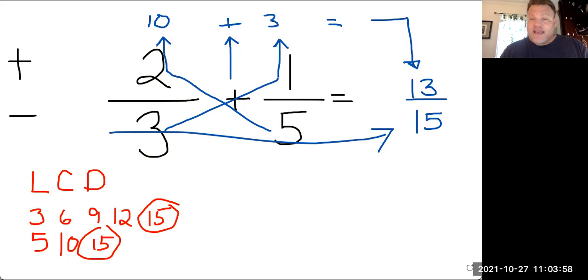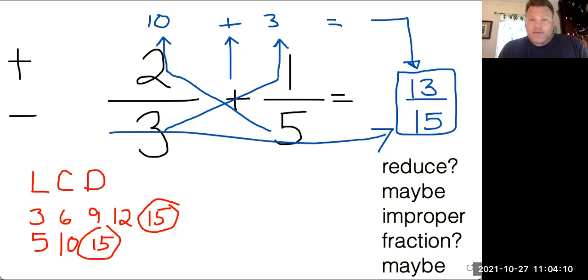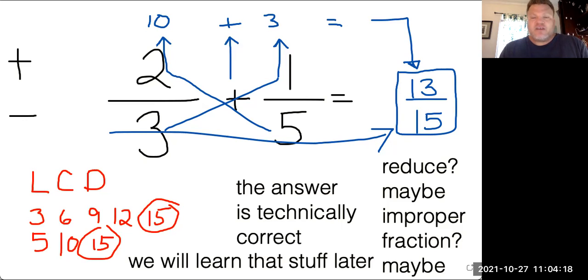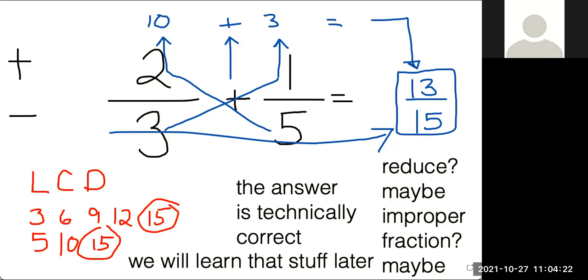Now, the answer is technically right. It may need to be adjusted, but that other way may need to be adjusted too. It may not be in its best terms. So maybe we have to reduce it. Improper fraction, do we have to change it around to a mixed number or whatever? Maybe. We'll learn that stuff later. The answer is technically right.